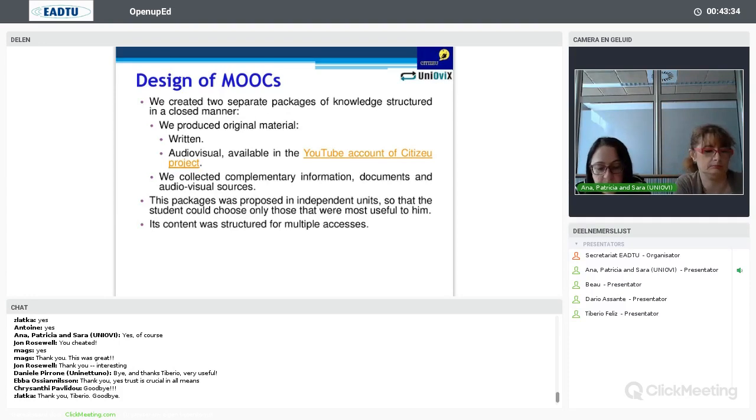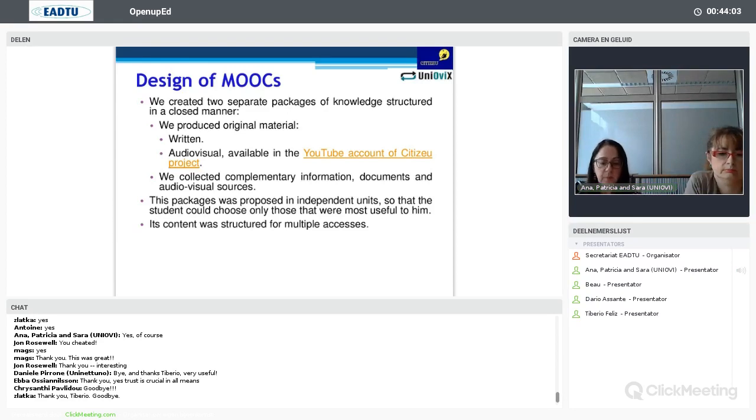For the courses, we proceeded to create two separate packages of knowledge, closely structured, covering the essential aspects of the subject to be treated. Original materials were produced, both written and audiovisual. The audiovisual material is available on the YouTube account of the citizenship project. In addition, to facilitate both generic and specific knowledge of the subject of each course, we also collected information, documents, and audiovisual sources.